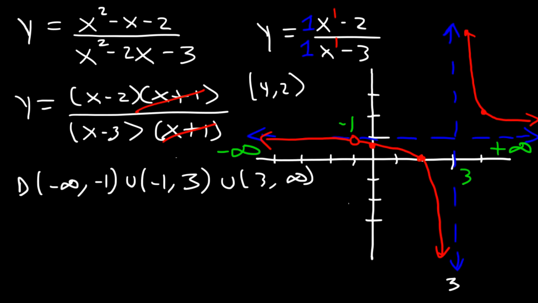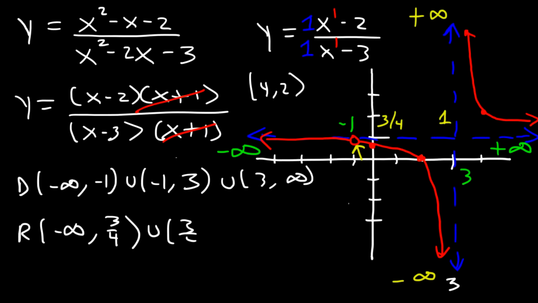And now for the range, the lowest y value is negative infinity and the highest is positive infinity. We need to take out the y-coordinate of the hole, which, we said, was 3/4, and we need to take out the horizontal asymptote, which is 1, in increasing order. So the range is going to be negative infinity to 3 over 4, union 3 over 4 to 1. 1 comes after 3 over 4. 3 over 4 is 0.75. And then union 1 to infinity. So that's the range.